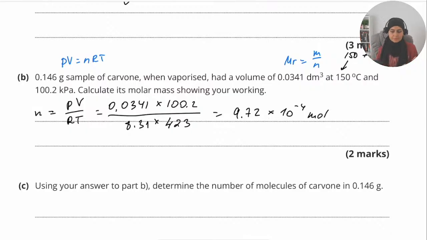Okay, so we found the moles from the data, from the pressure, volume, and temperature, and now I can find Mr. So it's mass, 0.146, divided by the moles.